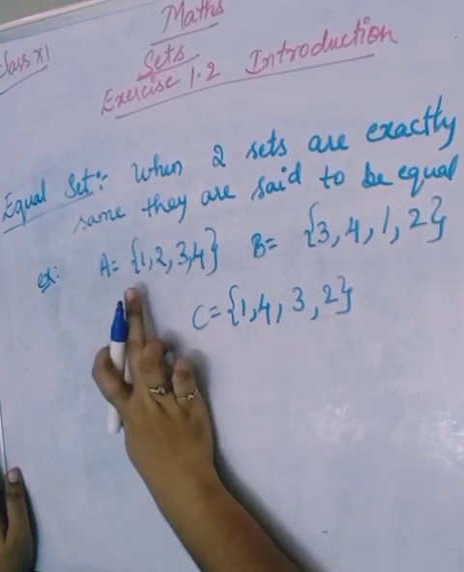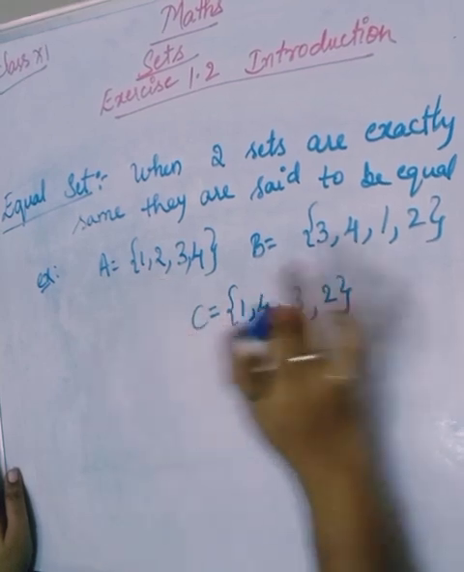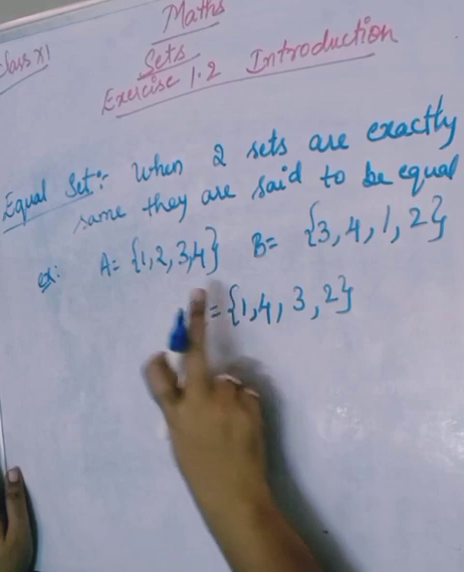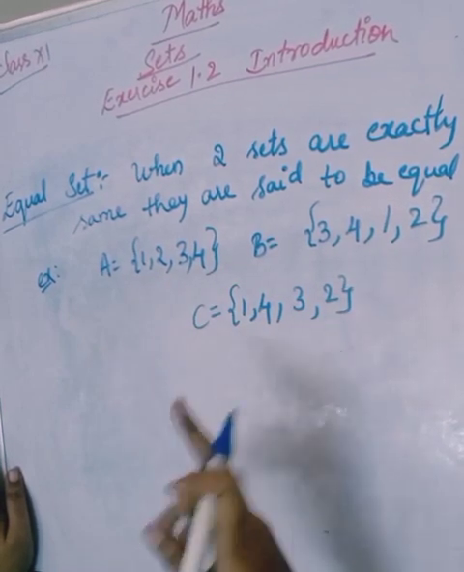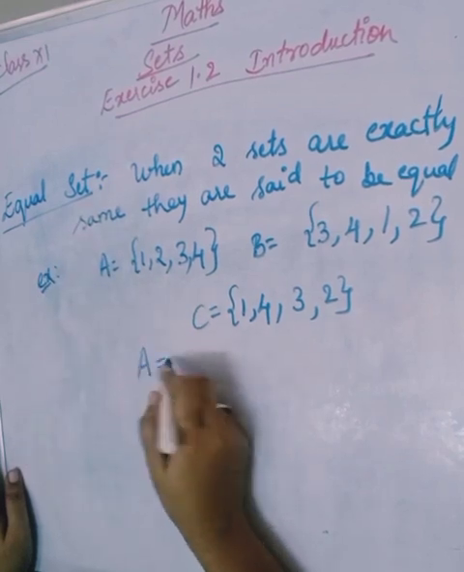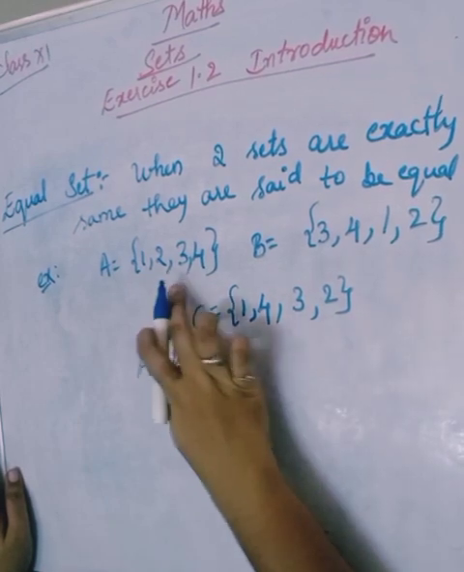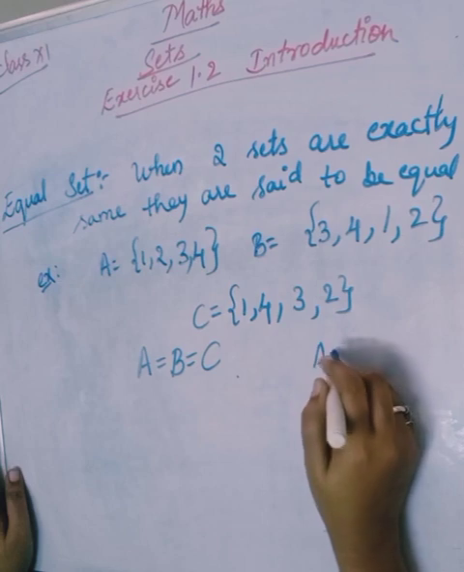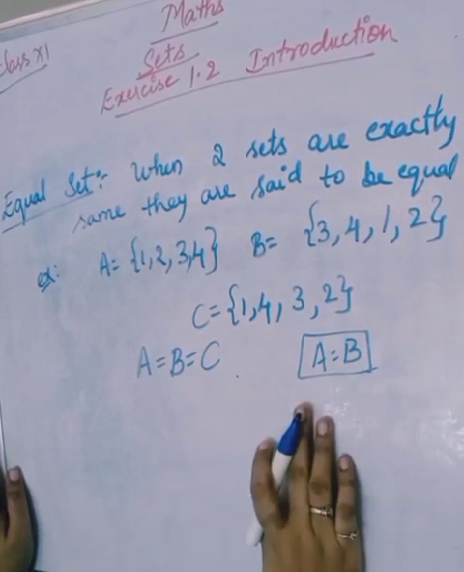Here you can see 1 is there, here also we have 1, here also 1. Next 2, 2, 2. Next 3, 3, 3. Next 4, 4, 4. We have all the exact elements. Therefore we can say it's an equal set. So how will we write that equal set? A is equal to B is equal to C. Otherwise, if only two sets are given and they ask whether they are equal or not, then you write A is equal to B. So this is what an equal set is.